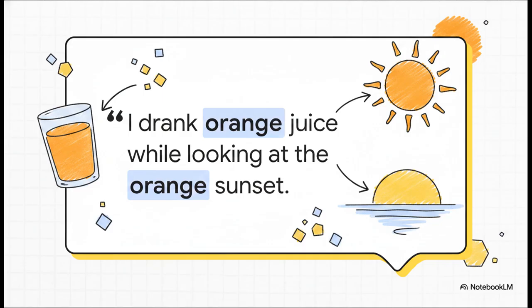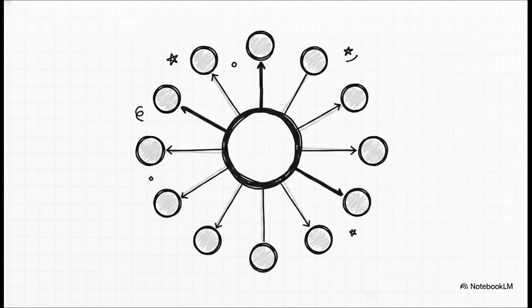So the crucial point here is perfectly illustrated by this one sentence. I drank orange juice while looking at the orange sunset. In an old static model, the AI uses the exact same coordinates for the word orange both times it appears, which severely limits its actual understanding of what's happening. I mean, this single sentence clearly demands two completely different mathematical coordinates for the exact same word, entirely depending on what sits next to it. And that is exactly what contextual models manage to pull off. These modern architectures completely solved the orange problem.